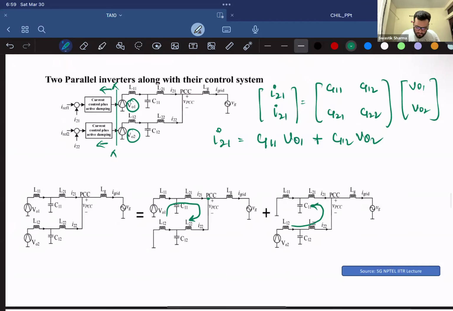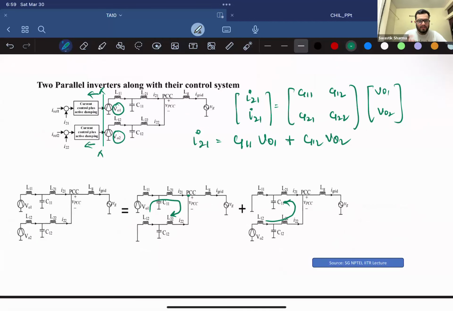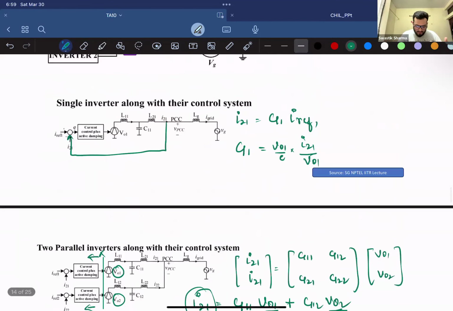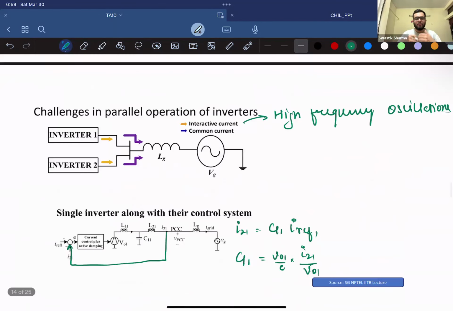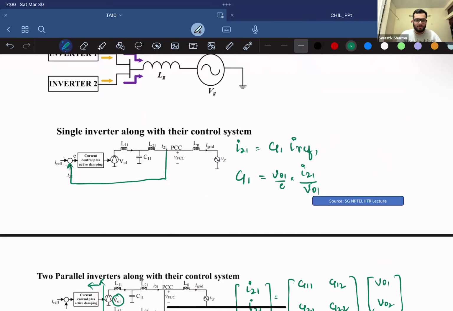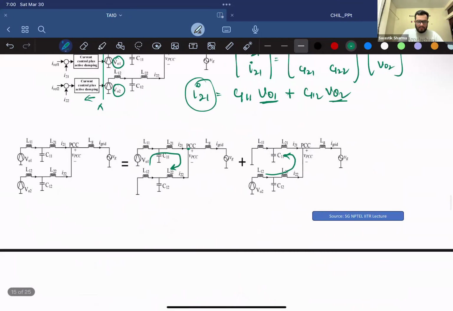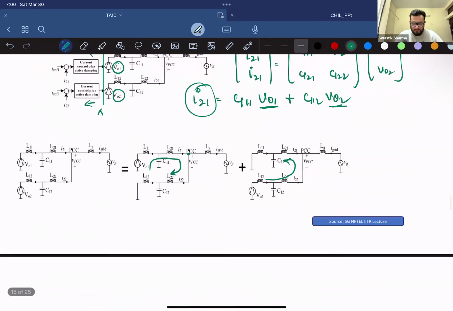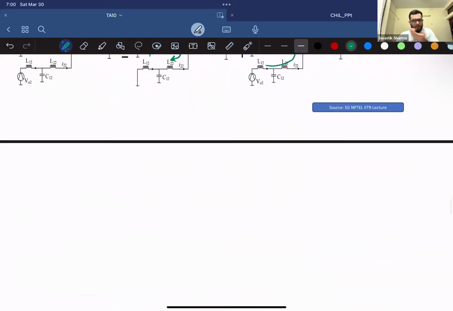So you can easily see that the current output from one side, that is I21, is dependent on both VO1 and VO2. If it's dependent on both VO1 and VO2, how would you be able to control your interactive current to be able to give all of the amount of power that is being generated as a common current to the grid? That is something that you need to do. So let's talk about how you can do that.